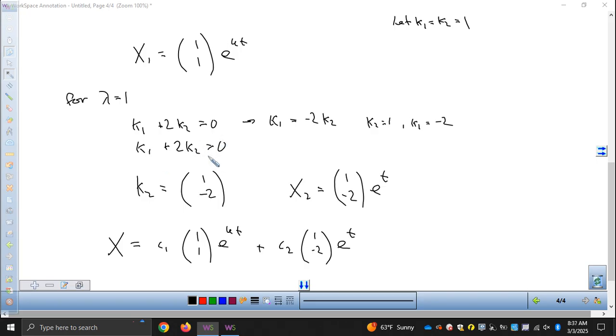If we graph these in the xy plane, we call that the phase plane. A graph for a particular value of c1 and c2 is called a trajectory. And if we graph a bunch of values of c1 and c2, we get what we call a phase portrait.